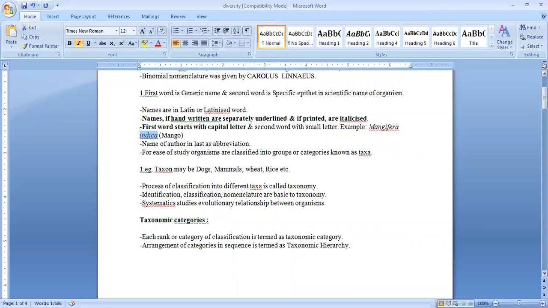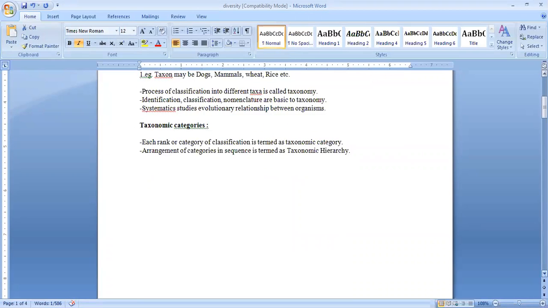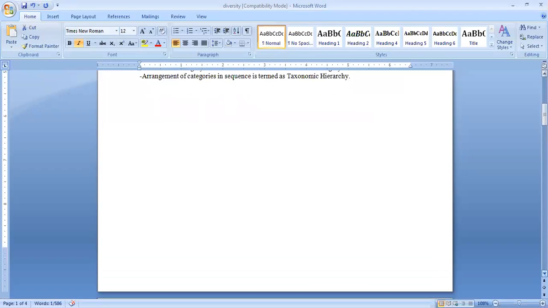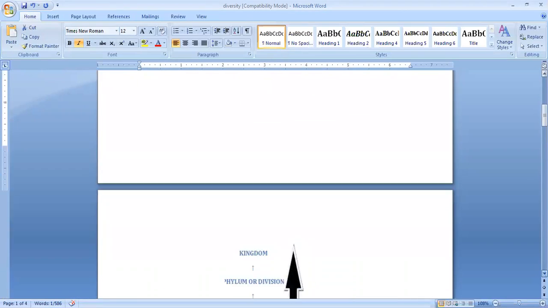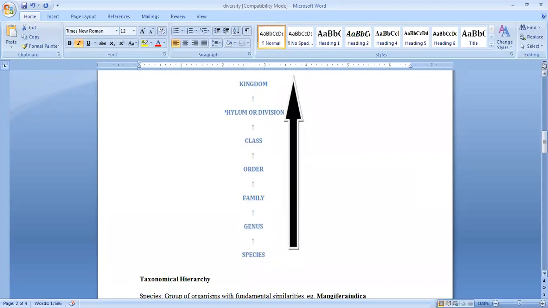So here we have the taxonomic category. Each is classified as a taxonomic category, and the arrangement in sequence is known as hierarchy. Hierarchy means it is from the biggest to the lowest. So here you can see at the top is the kingdom. Then we have the phylum or division. After that we have class. Then we have the order, family, genus and species. So students, these 7 are the hierarchy orders which have to be followed when giving classification.